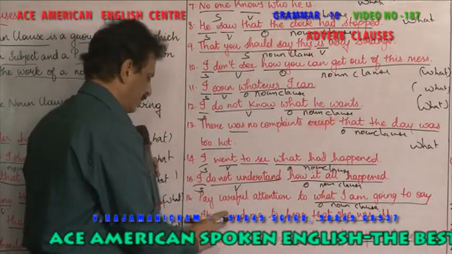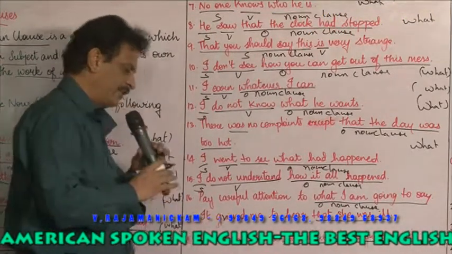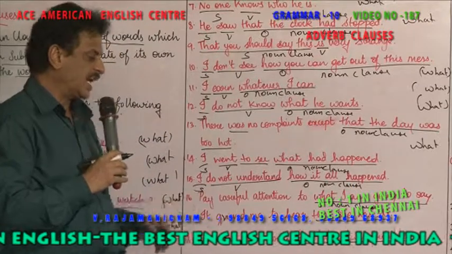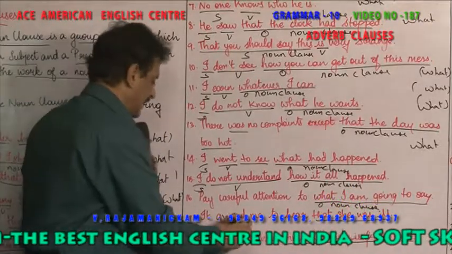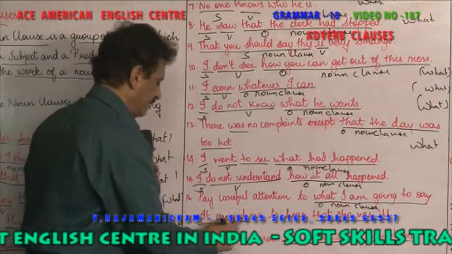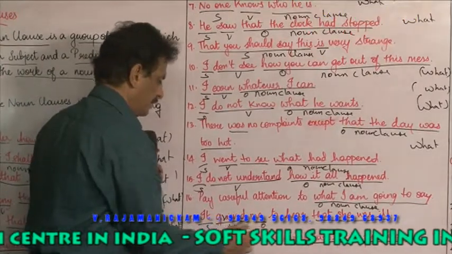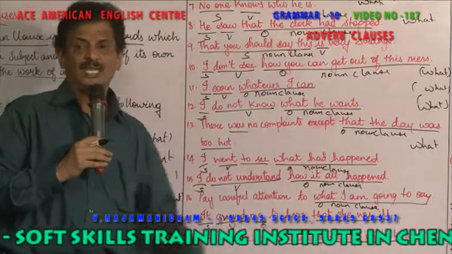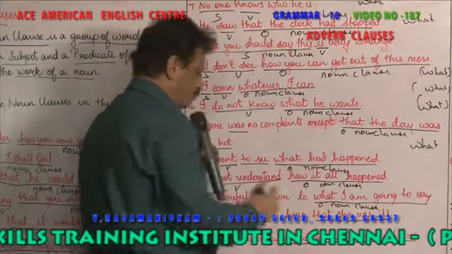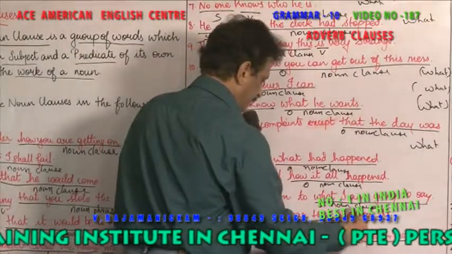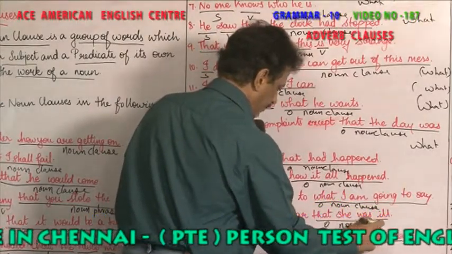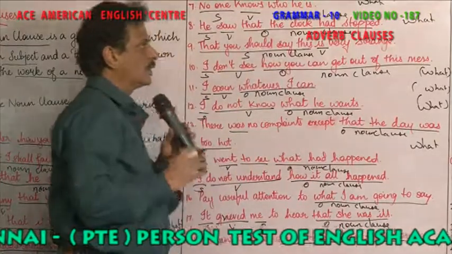Grieved me means what? It made me feel sad. It grieved me to hear that she was ill. It is the subject, grieved is the verb, me is the object. It grieved me what? To hear that she was ill. That she was ill becomes the object. The subject and the predicate are there. So it becomes a clause and it does the function of a noun. So it is a noun clause.